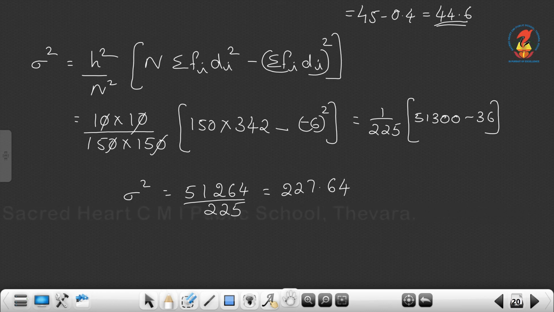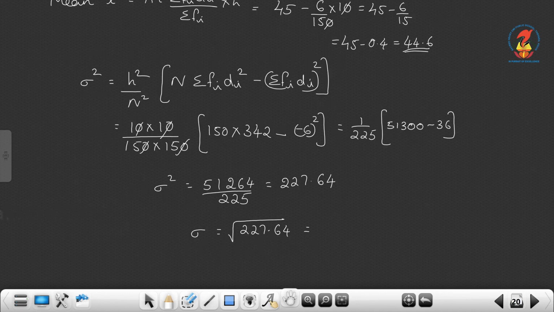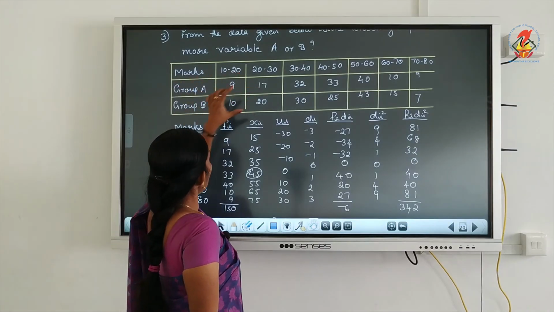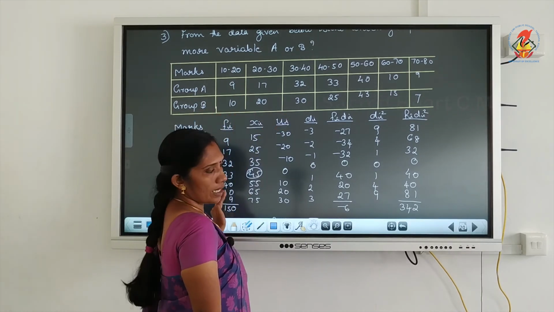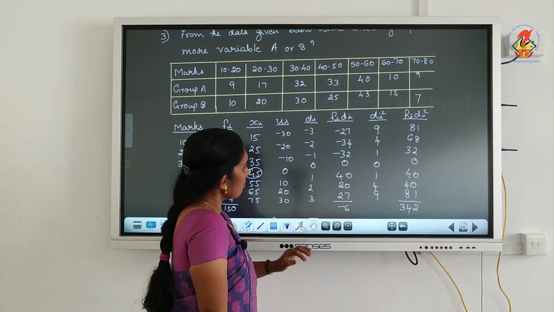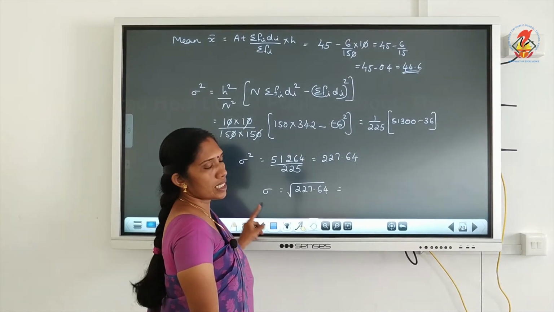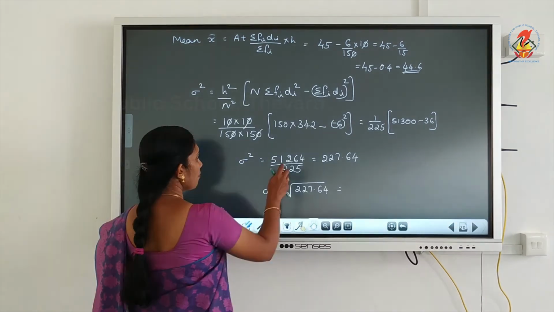Okay. Then sigma is the square root of this. Find sigma also. Sigma is the square root of 227.64. Now you have to do the same steps for group B. So for group B, write marks in the first column and frequency, that is 10, 20, 30, in the second column. Then do the same steps. You will get the mean, variance and standard deviation. Then you compare CV.